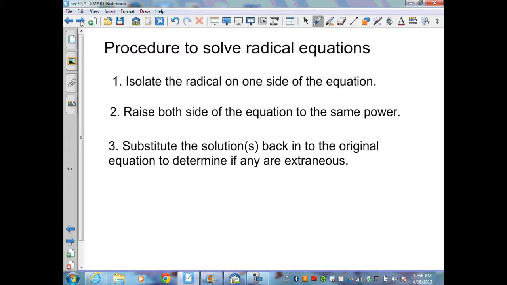Here's our procedure. First, we want to isolate the radical on one side of the equation. Second, we want to raise both sides of the equation to the same power. And third, substitute the solution or solutions back into the original equation to determine if any are extraneous. Or in other words, don't solve the original equation.